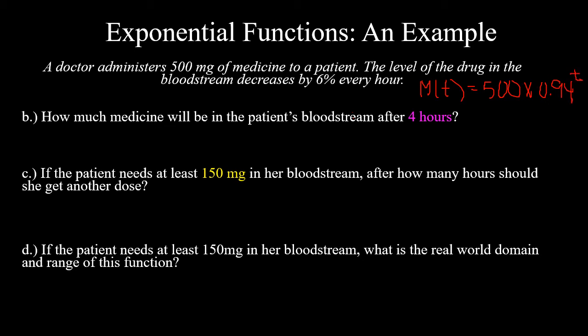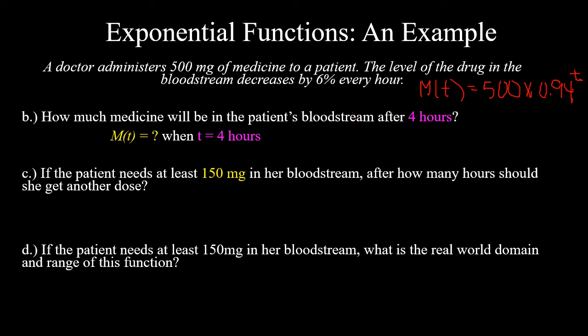That was the function we just generated on the last slide, okay? So now we're either going to be given t and solving for m of t, or given m of t and solving for t. Let's look at letter B. How much medicine will be in the patient's bloodstream after 4 hours? 4 hours is a time. So we're given the time, which means we're going to need to be solving for the how much medicine, okay?